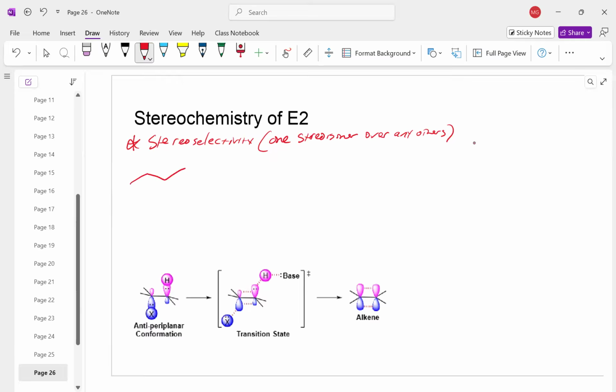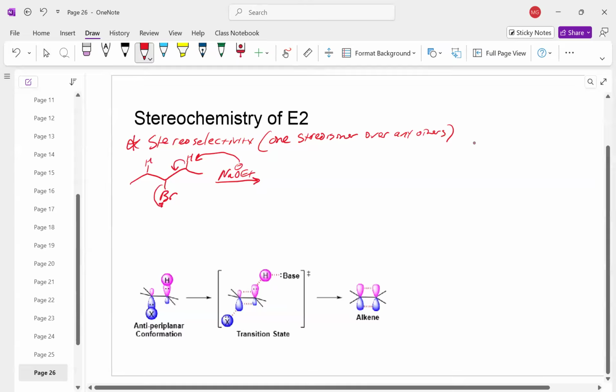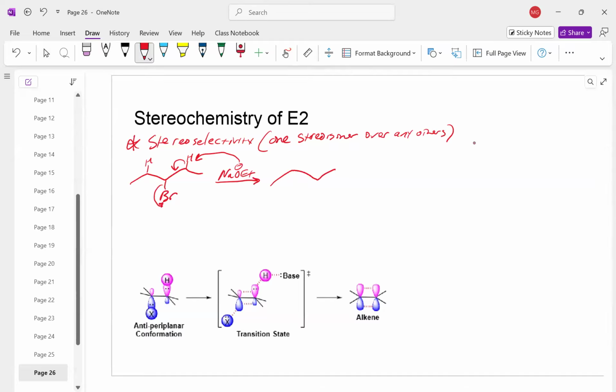So an example of this would be if we do an E2 elimination on this alkyl halide. Now, pulling off a beta hydrogen on one side or the other, it's exactly the same. So our base would pull off a beta hydrogen, we form a pi bond, and kick off the leaving group. Now, the two possible stereoisomers we would get for this is the trans isomer, and it would be possible also to get the cis isomer.